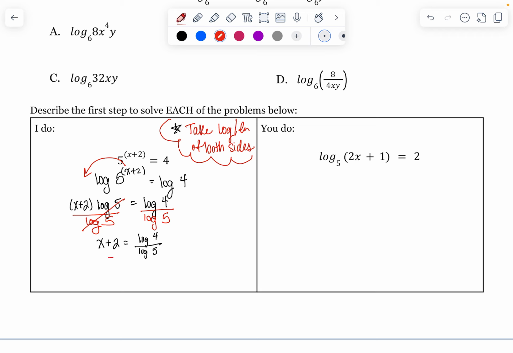Then to get x by itself, I'm just going to subtract 2 from both sides, and I'll tack that minus 2 on the outside of that fraction. So my non-calculator answer will look something like this. x equals log 4 divided by log 5 with a minus 2 on the outside. So this is my non-calculator answer.